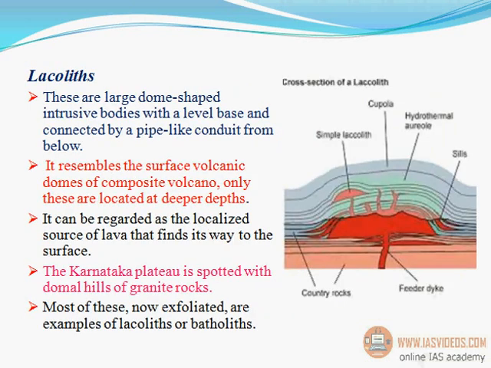Laccoliths. These are large dome-shaped, intrusive bodies with a level base and connected by a pipe-like conduit from below. It resembles the surface volcanic domes of composite volcano, only these are located at deeper depths. It can be regarded as the localized source of lava that finds its way to the surface. The Karnataka Plateau is spotted with domal hills of granite rocks. Most of these, now exfoliated, are examples of laccoliths or batholiths.